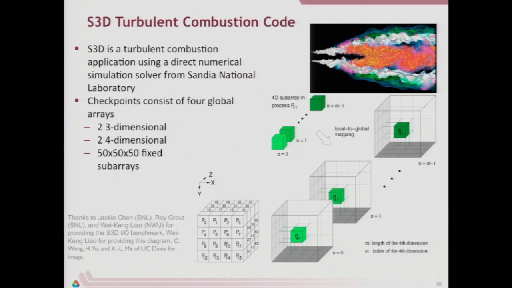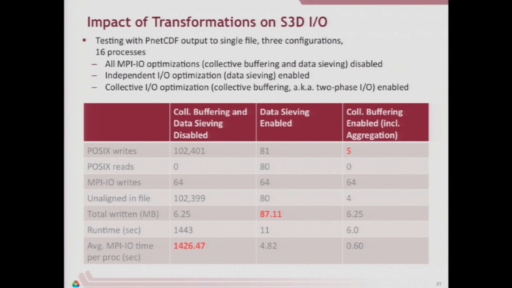This code writes out checkpoints. It runs a long time, and systems fail, and so they write checkpoints. They've got a set of global arrays that they write, a couple of three-dimensional arrays, a couple of four-dimensional arrays, and these are broken up into these fixed subarrays, these little blocks. And so when they write this data out, there's a couple different modes that they write in. They actually use this library called Adios a lot of the time, but we have an MPIO version of their output that we can play with. So these are some results from that, just to give you a flavor of how much this can matter.